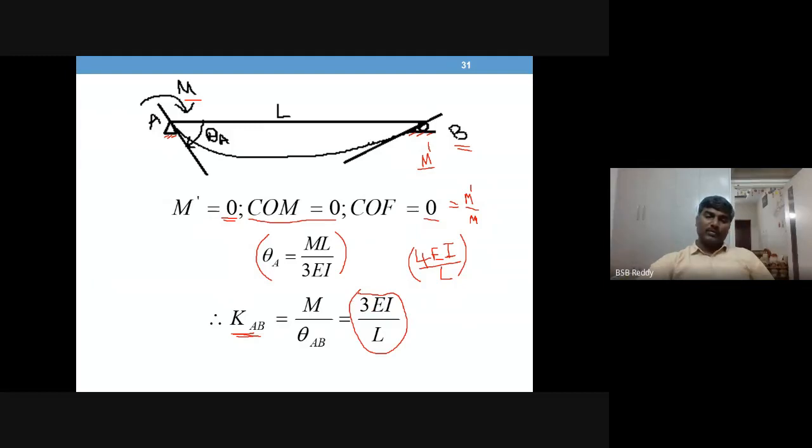So if any member has its far end as simple support, then the stiffness is only 3EI by L, whereas if it is fixed, it is 4EI by L. So these are the changes. When the end of a continuous beam is hinge or roller, I call it a simple support. Then we shall note that the carryover factor is zero and no carryover moment will be there. The stiffness of that member, when the far end is simple support, shall be taken as 3EI by L instead of 4EI by L. So these are the changes.